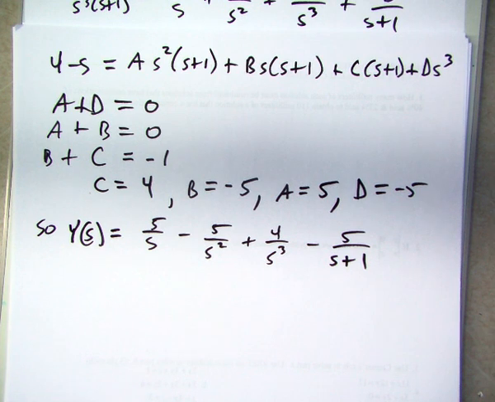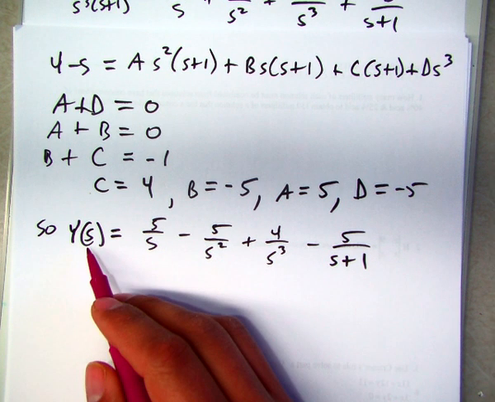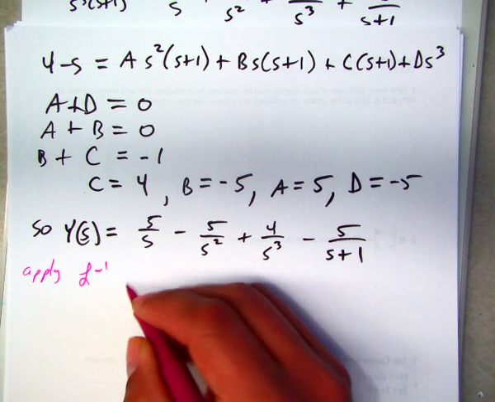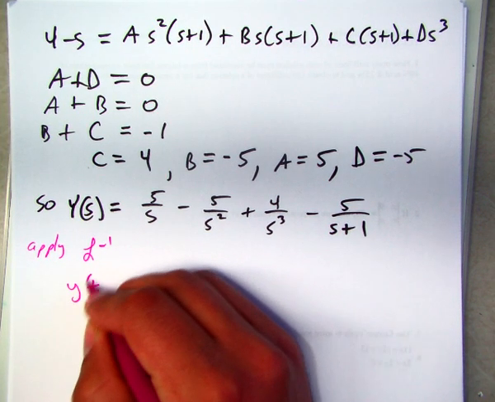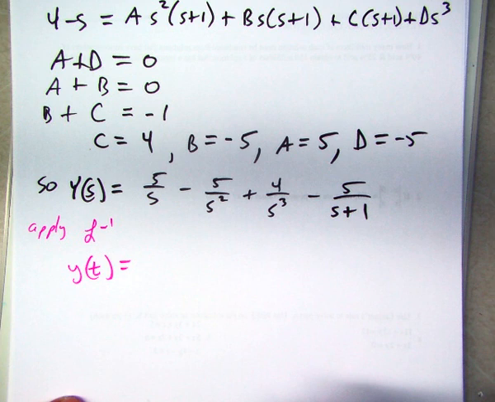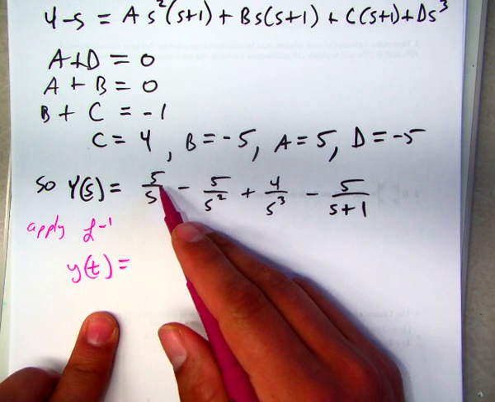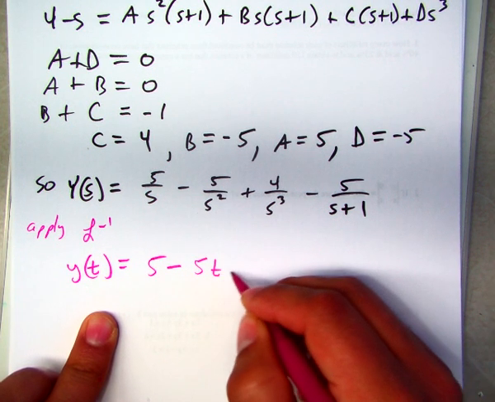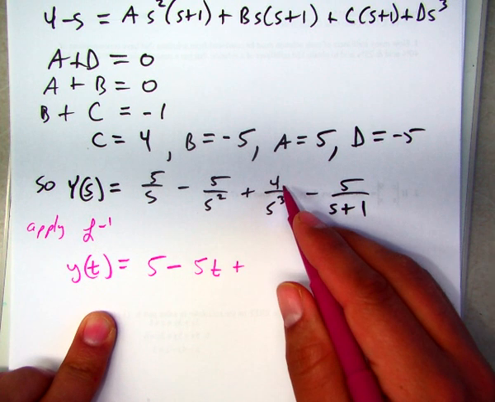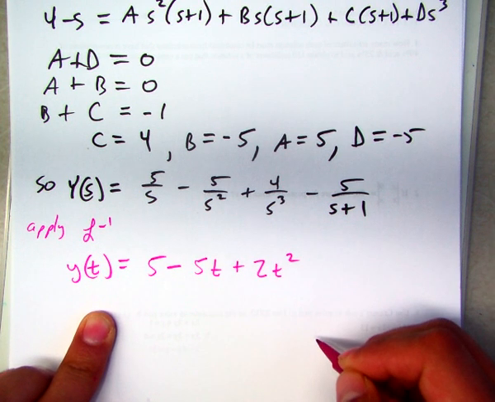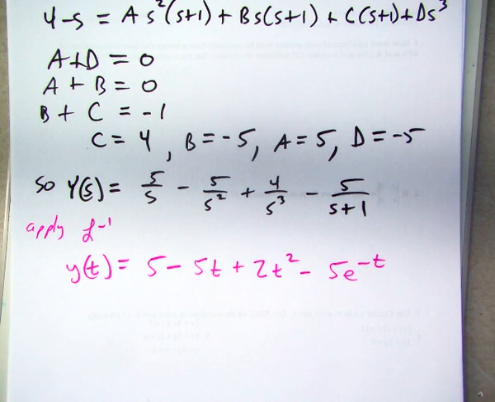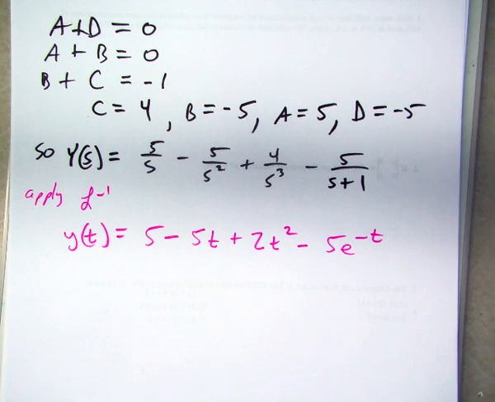And from here, once you have a good idea of what Y of s is and you have it in a nice convenient form, now you apply the inverse transform to the whole equation. We get Y of t is equal to, let's see, so what's the inverse of 5 over s? It's 5. This would just be 5t. We want that to be 2, so this would be 2t squared, minus 5 translated, so e to the minus t. Okay, so there's Y of t.